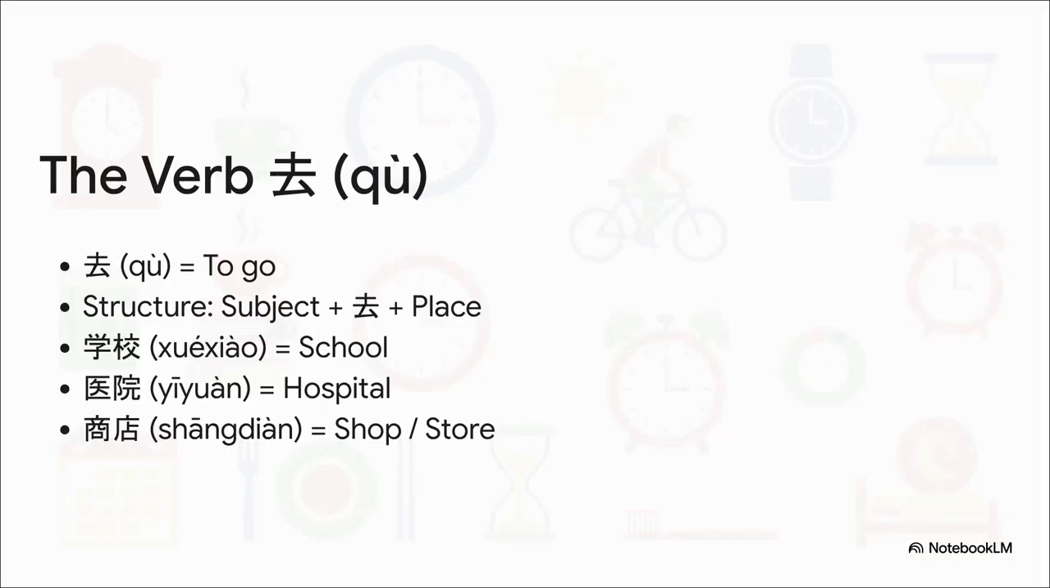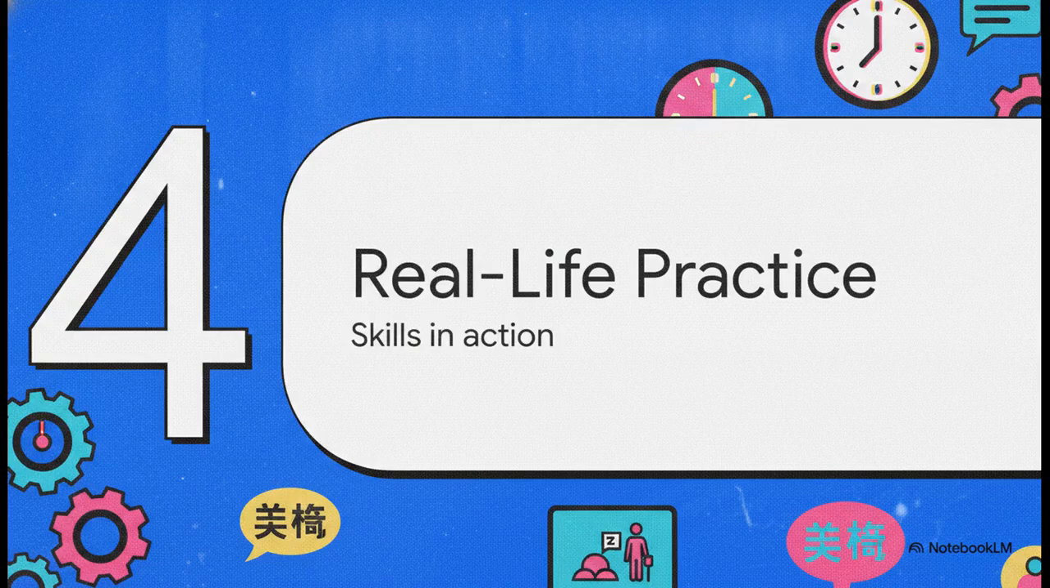Now, to make these schedules work, we also need an action word. Let's use the verb 去, meaning to go. The structure is incredibly simple here too. Subject plus 去 plus place. This lets us say we're going to places like 学校 for school, 医院 for the hospital, or 商店 for the shop or store. Let's see all of this in motion in Section 4, Real-Life Conversation Practice.